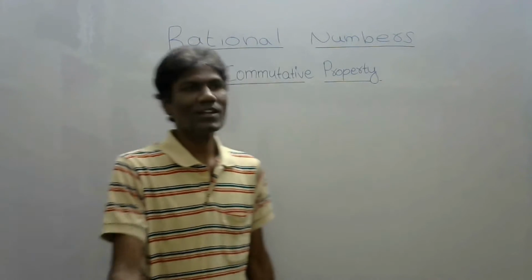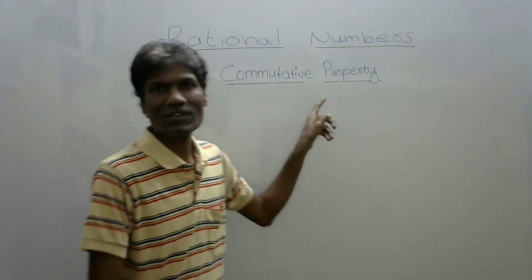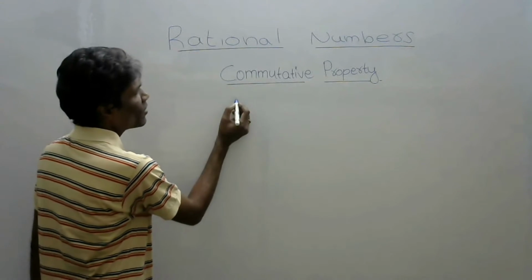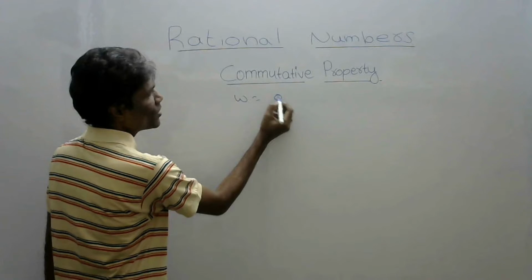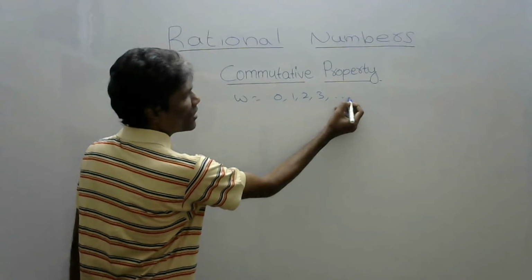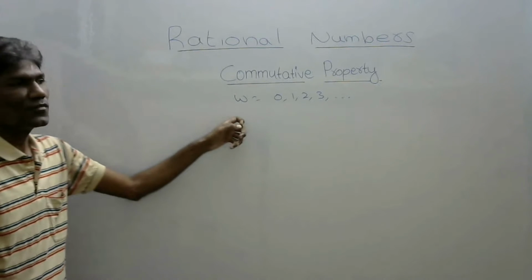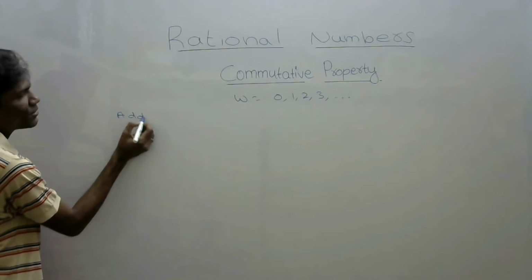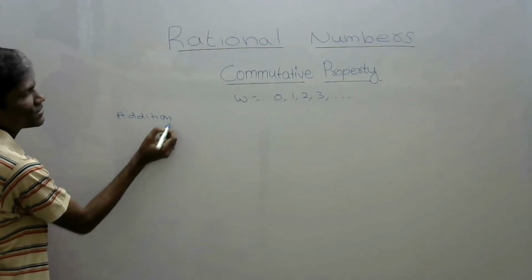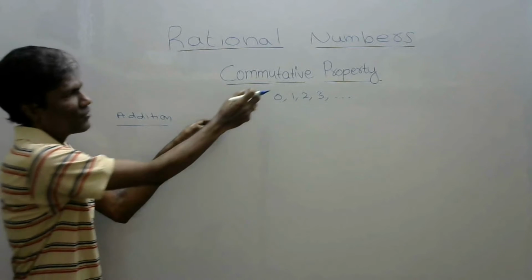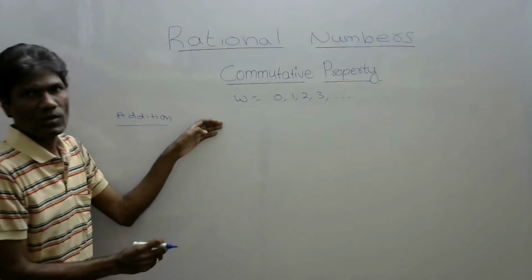Now, commutative property. First, we'll start with whole numbers. What are whole numbers? Whole numbers are 0, 1, 2, 3, and so on. First is with respect to addition. Before that, first, what is the meaning of commutative property?